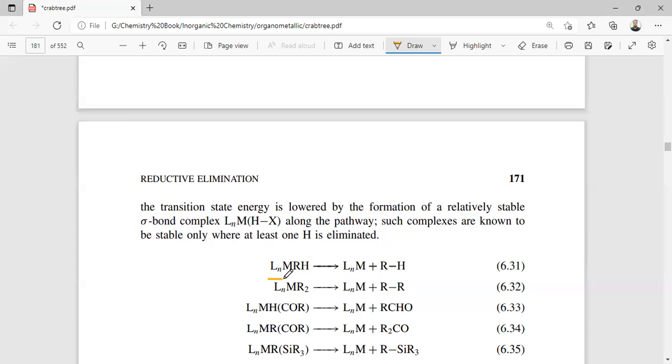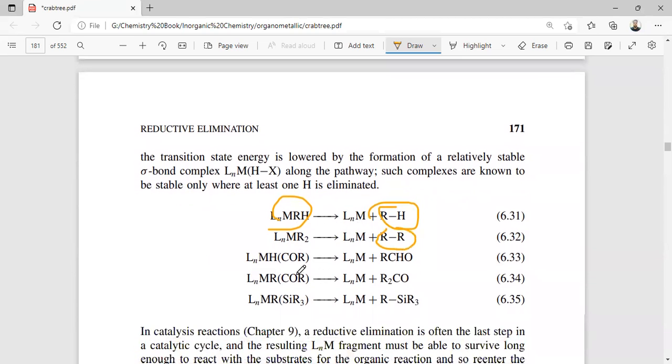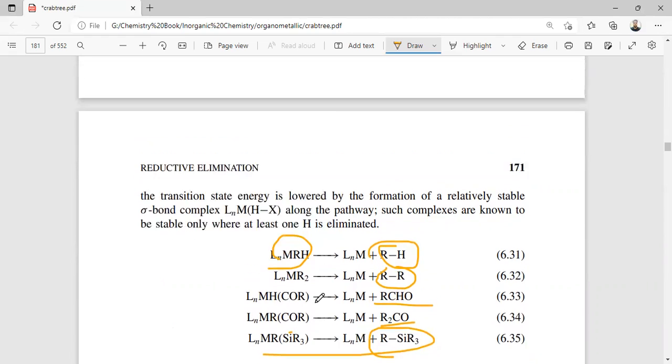So here, from this complex, the alkane moiety RH is eliminated. From this, the R-R bond is formed and R-R is eliminated. From this, an aldehyde molecule is eliminated. From this, a ketone is eliminated. From this, an alkyl silane is eliminated.